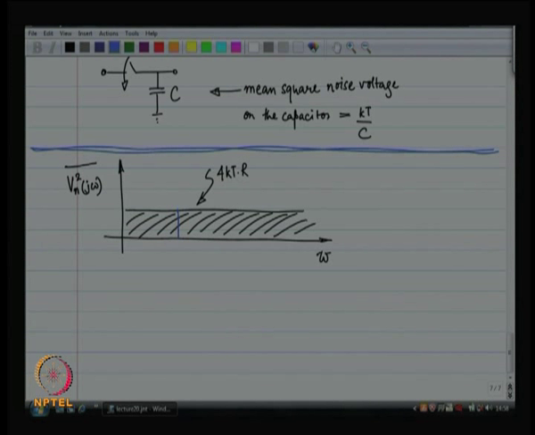And then you say let us look at this band of width df, d omega, because this was omega, right, in which case it is no longer 4kTR, it is 4kTR by 2 pi. No, 4kTR by 2 pi.